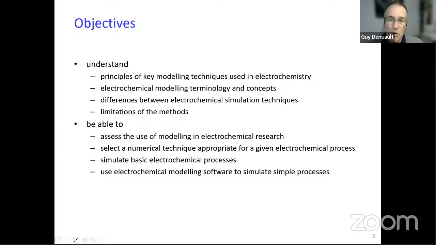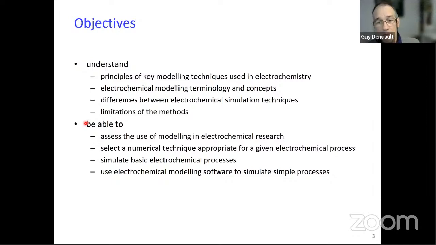The objectives of these lectures are twofold. First, I obviously want you to understand the terminology which people use when talking about electrochemical simulations. But also I want you to understand the differences between simulation techniques. We will only cover 2. I don't have enough time to cover more than that, but they are the most important ones, so that's enough. But I also want you to understand the limitations and the complexities of these methods.